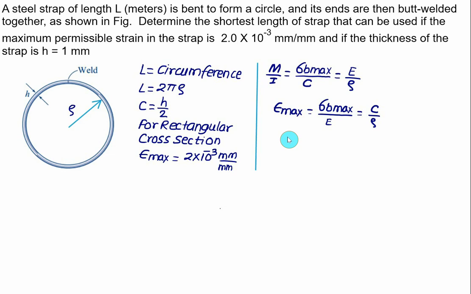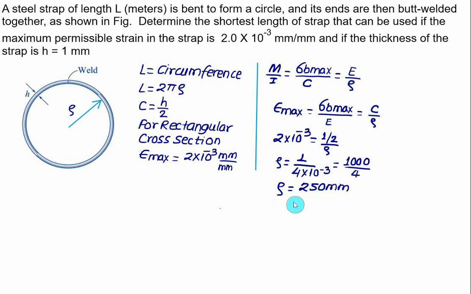So maximum strain here is equal to 2 into 10 to the power minus 3. The value of c will be h by 2, that is equal to 1 mm divided by 2. So we have 1 divided by 2 divided by rho. Rho will be shifted on the left hand side. We have 1 divided by 2 and again 2, so we have 1 divided by 4 into 10 to the power minus 3, that is 1000 divided by 4. We'll get the radius of curvature close to 250 mm.